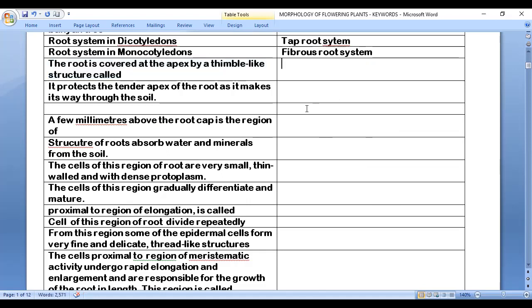The root is covered at the apex by a thimble-like structure called the root cap. It protects the tender apex of the root as it makes its way through the soil. A few millimeters above the root cap is a region of meristematic activity.